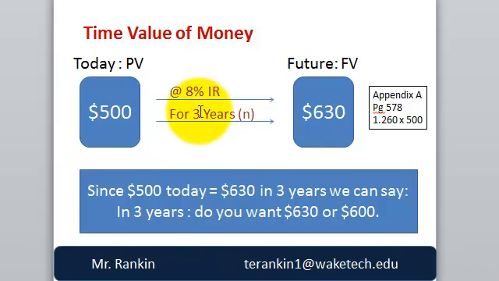This is the same calculation at 8% interest. Went to the same table, got a different factor, but now it's $630. So now under this alternative, we would say, no, I want the $500 today because it'll grow to be $630 in the future.